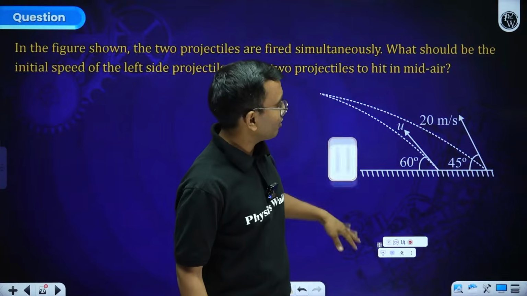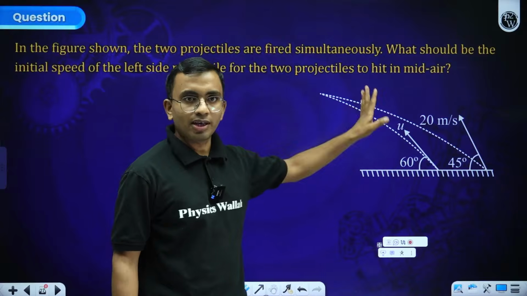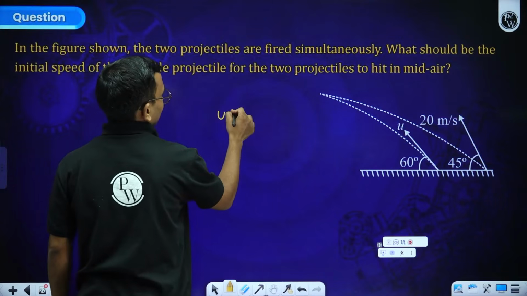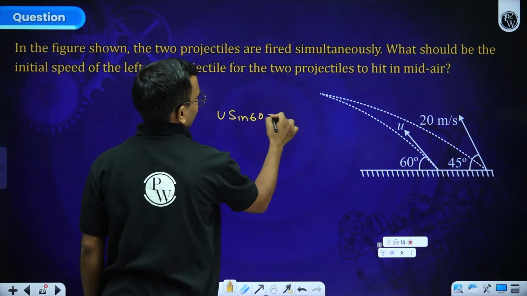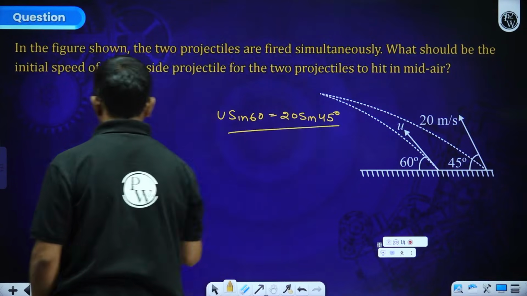It means they have to have the same velocity along the y-axis. Acceleration is the same along the y-axis. Okay, so I will say u sin 60 is equal to 20 sin 45. Easy.